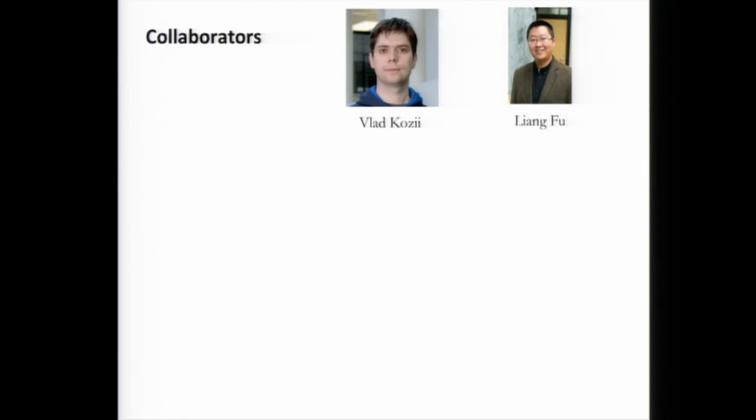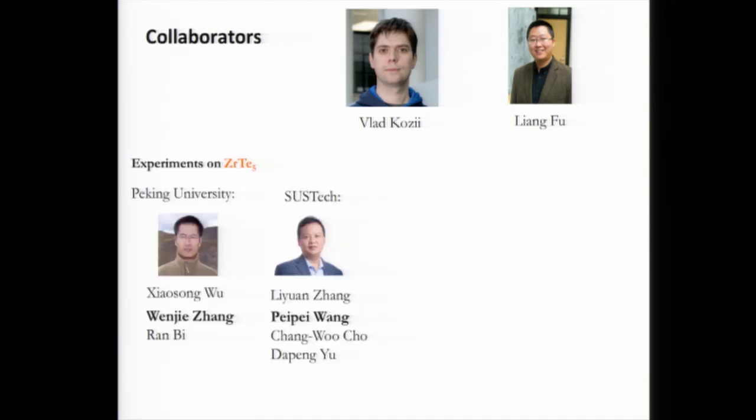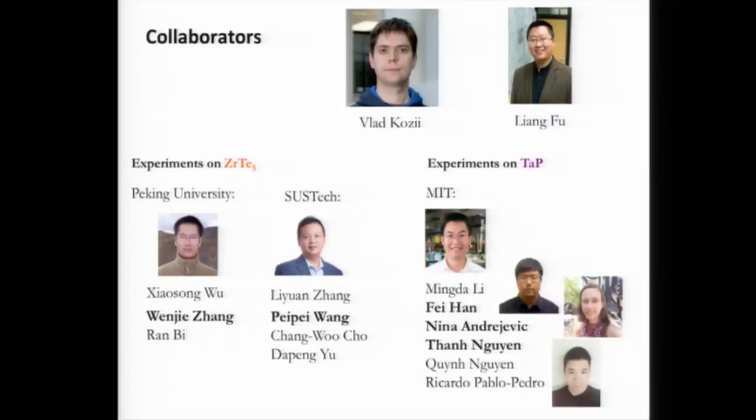But I'm also going to talk about some experiments. And in fact, there are two different experiments that I'm going to talk about. One is on the material zirconium telluride, which is a Dirac material. My collaborators on that are from Peking University, in particular, the group of Xiaosong Wu, and I think in particular his grad student Wenji Zhang. And the group at Southern University of Science and Technology in Shenzhen, and the group of Liuan Zhang, and in particular his postdoc Peipei Wang. And I'm also going to talk about experiments on a Weyl semimetal, tantalum phosphide, and this is in collaboration with the group at MIT, the group of Mingda Li. In particular, I think is his postdoc Fei Han, and then his students Nina Andreevich and Tan Nguyen.